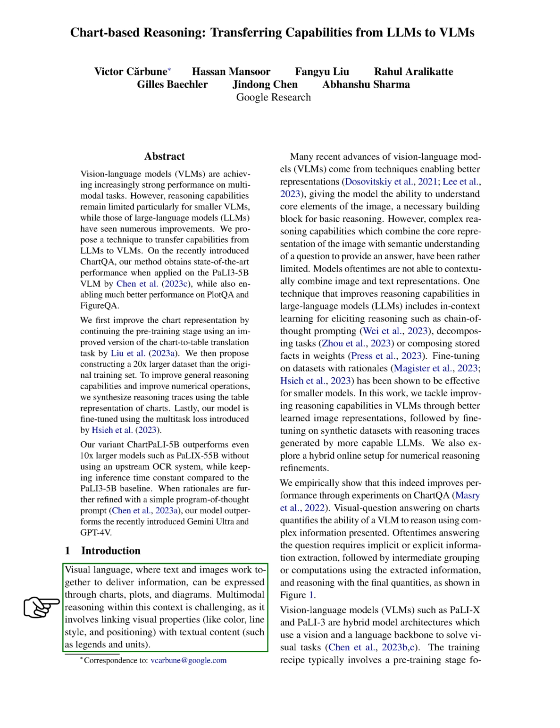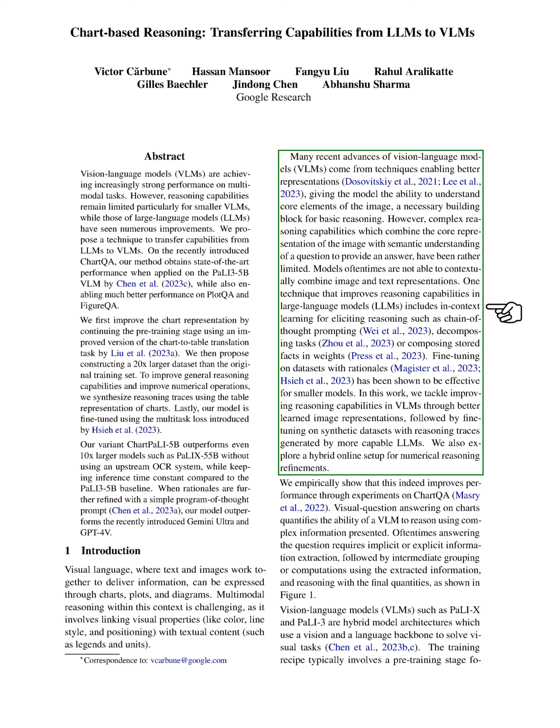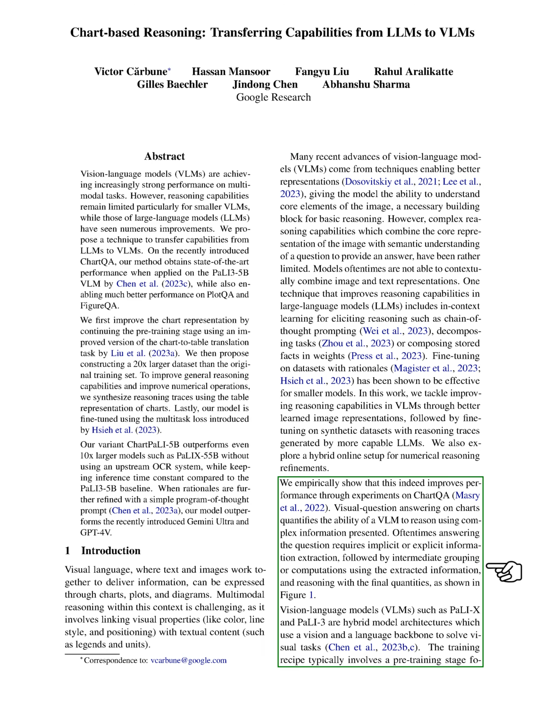Techniques like in-context learning and fine-tuning on datasets with rationales have been proposed to enhance reasoning in large language models, LLMs. Our work focuses on enhancing reasoning in VLMs by improving image representations and fine-tuning on synthetic datasets with reasoning traces. We also explore a hybrid online setup for refining numerical reasoning. Through experiments on ChartQA, a visual question answering task, we demonstrate that our approach boosts performance by enabling VLMs to reason effectively using complex visual information.